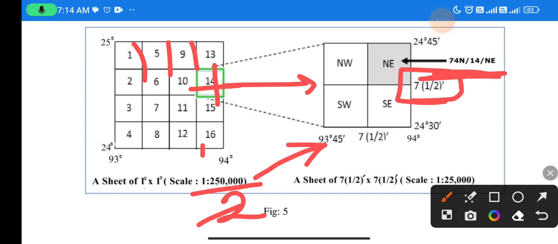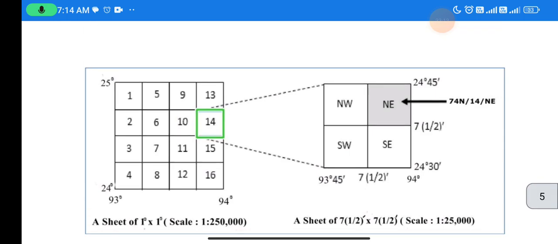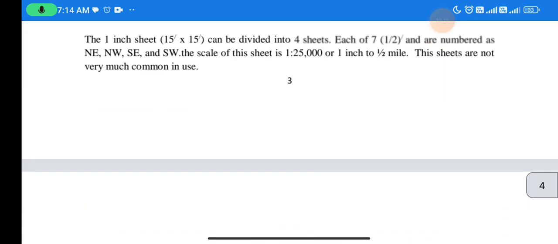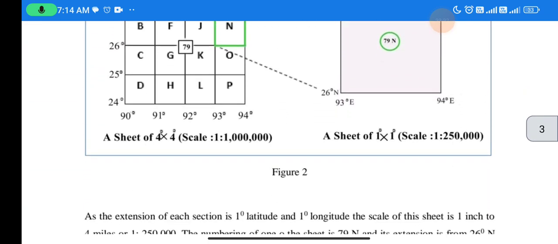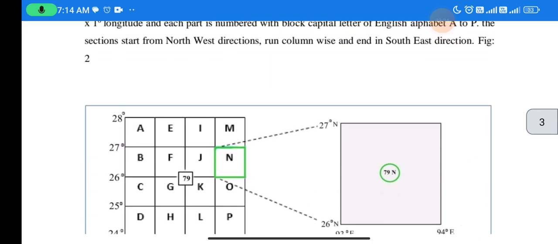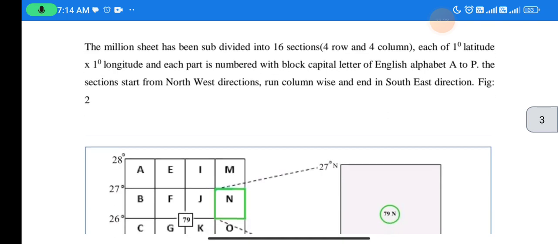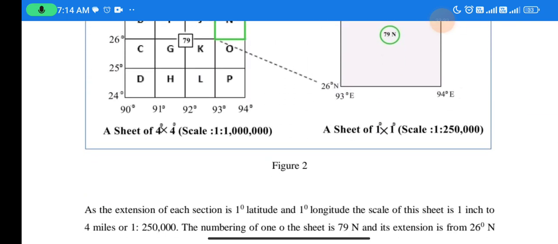Dividing by 4, like here where 74 was. Sorry, I think here I also made a mistake, let us check again. When it was 74, its scale was 1 is to 10 lakh. Okay, when it was 79, its scale was 1 lakh to 10 lakh. Now it was divided into A to P. Okay, then we get 79n.